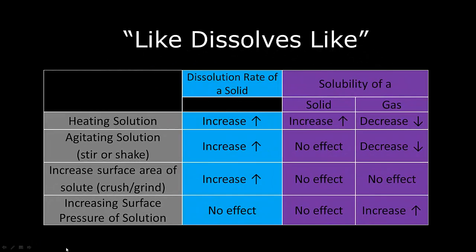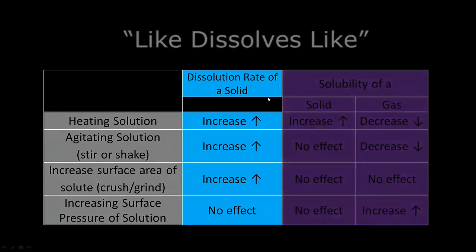Okay, now let's go through this chart here. So we have dissolution rate of a solid, so how quickly a solid can dissolve. If you heat a solution, it increases. We know that when people make Jell-O, they always heat up the water before they dissolve the solid in there, because it makes it dissolve quicker. If you agitate it, that also increases the dissolution rate. You can stir your tea when you add sugar in it, and it will dissolve faster. Or you can stir your Kool-Aid mix, your water in your Kool-Aid mix, and it'll dissolve faster.